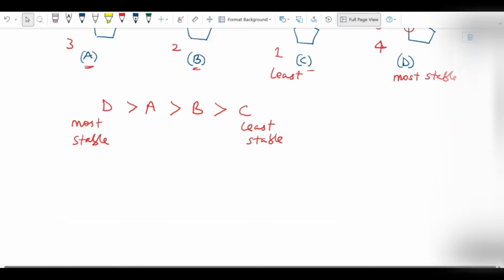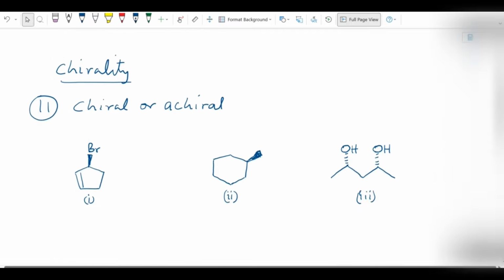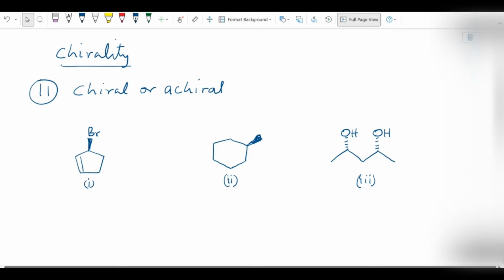Let's go to the next question. This one is about chirality. So we're asked to determine whether these compounds are chiral or not. An easy test to determine chirality here is, there are actually two.